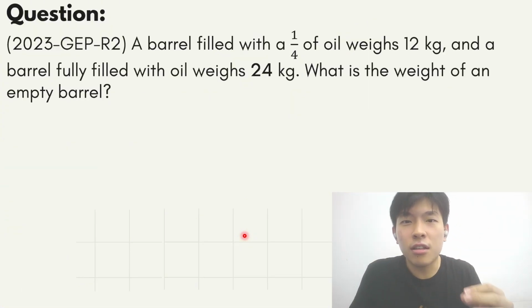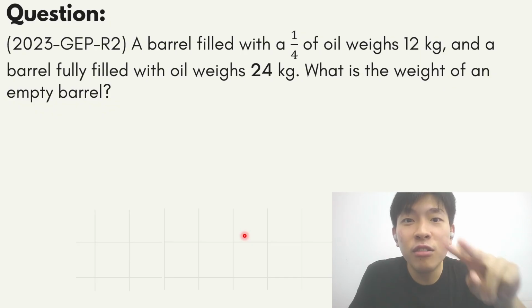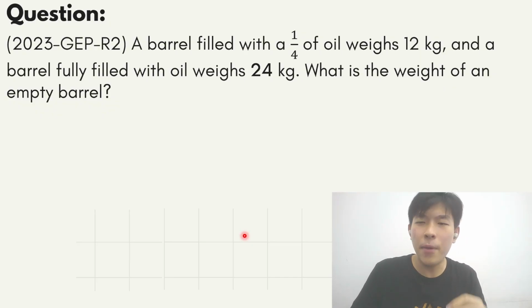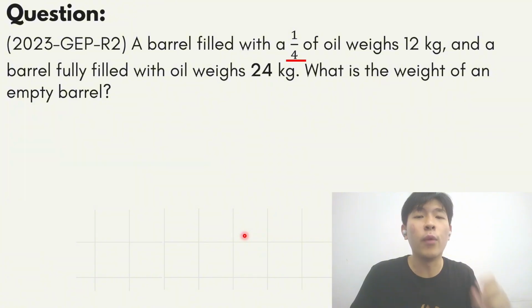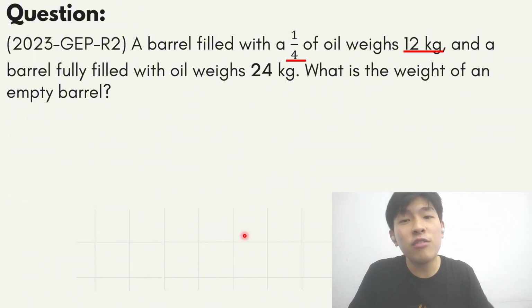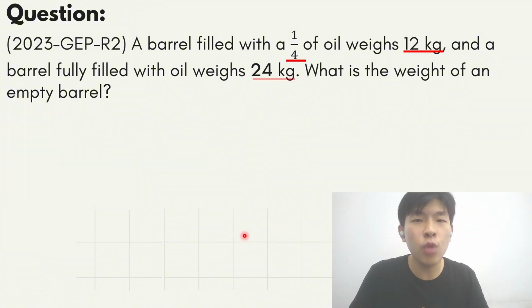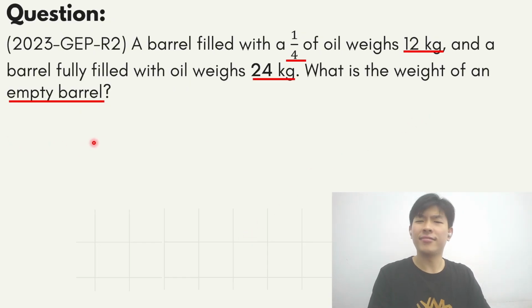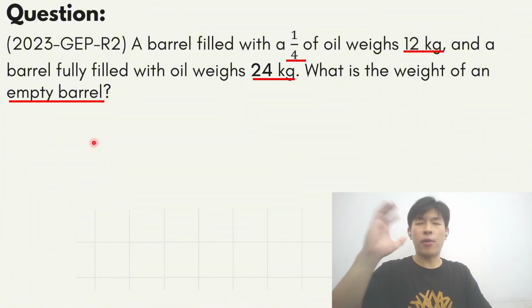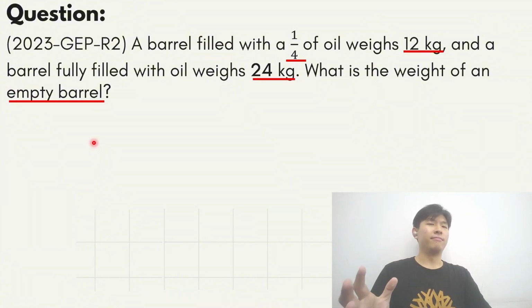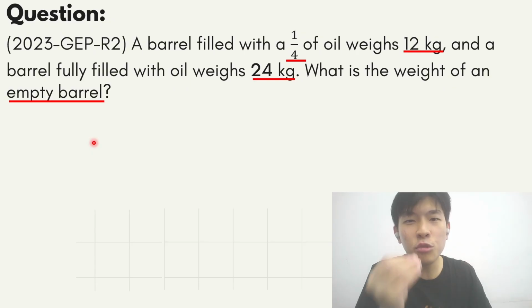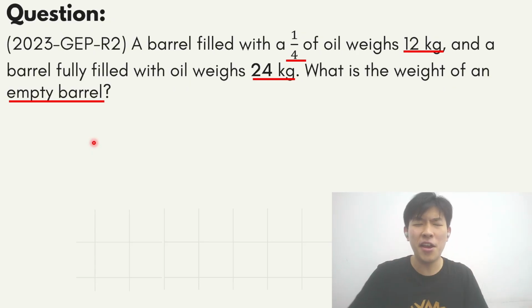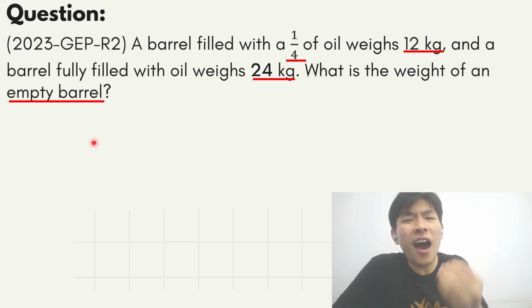This question is from 2020 GGP round 2. Let's read the question. A barrel filled with 1/4 of oil weighs 12 kg, and a barrel fully filled with oil weighs 24 kg. What is the weight of an empty barrel? For those of you who watched my part 1 video, what should we draw here? Yes, we should draw a model to solve this question. Amazing, you still remember. But then how do we draw?